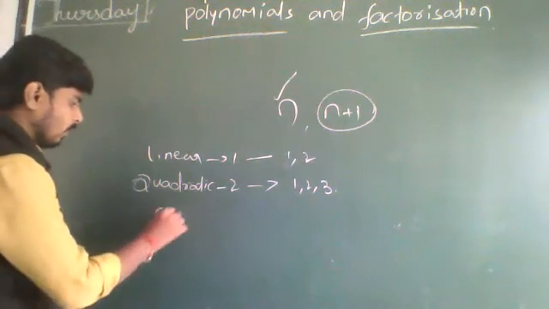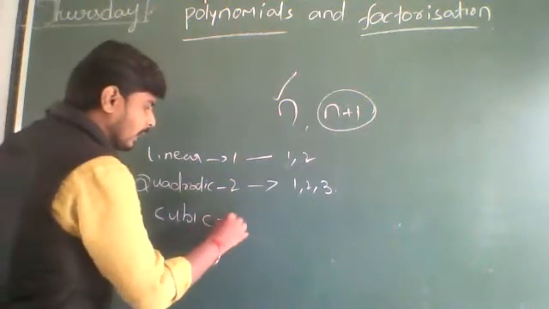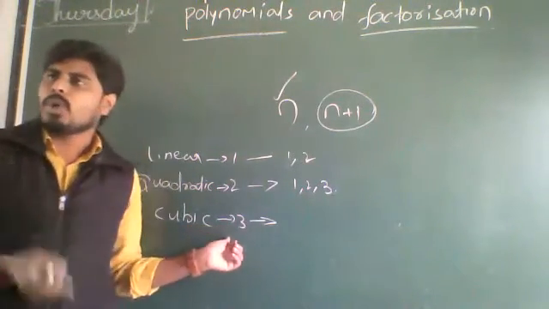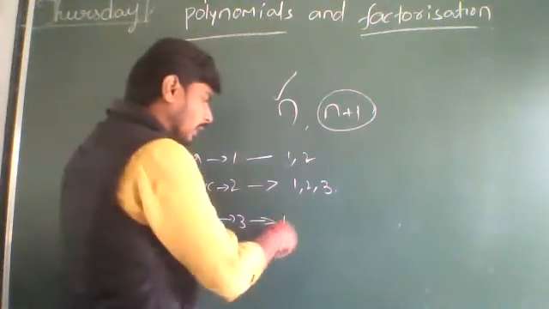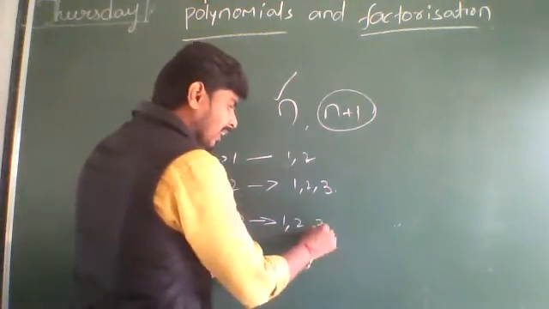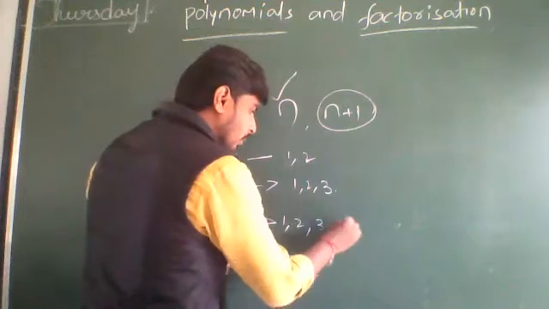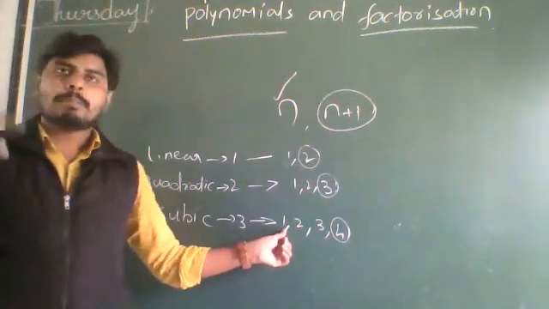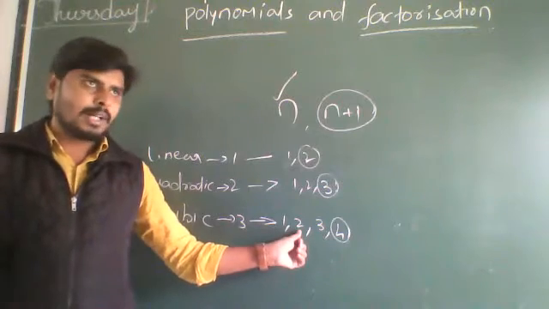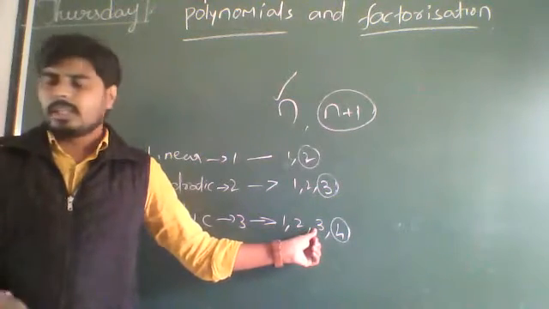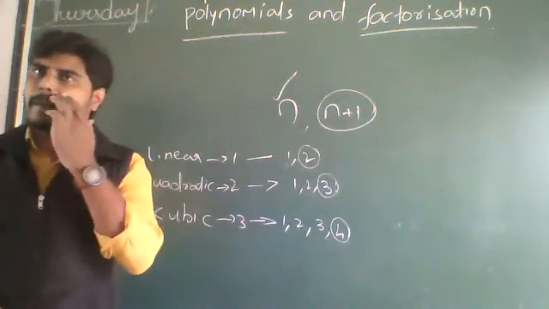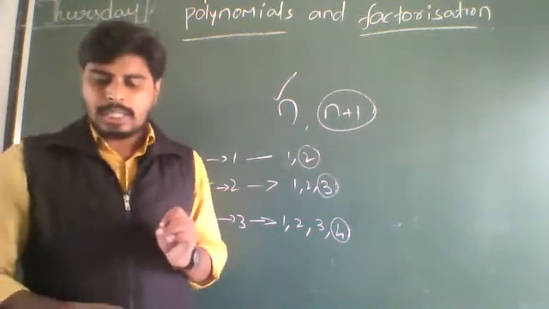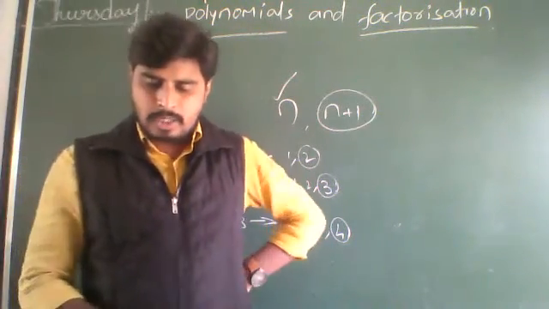Next, suppose you take a cubic polynomial, what is the degree? 3. So a cubic polynomial may have one term or 2 terms or 3 terms. Maximum is 4 terms. It means it may be monomial, binomial, trinomial, or multinomial. Okay, got it? Any doubts?